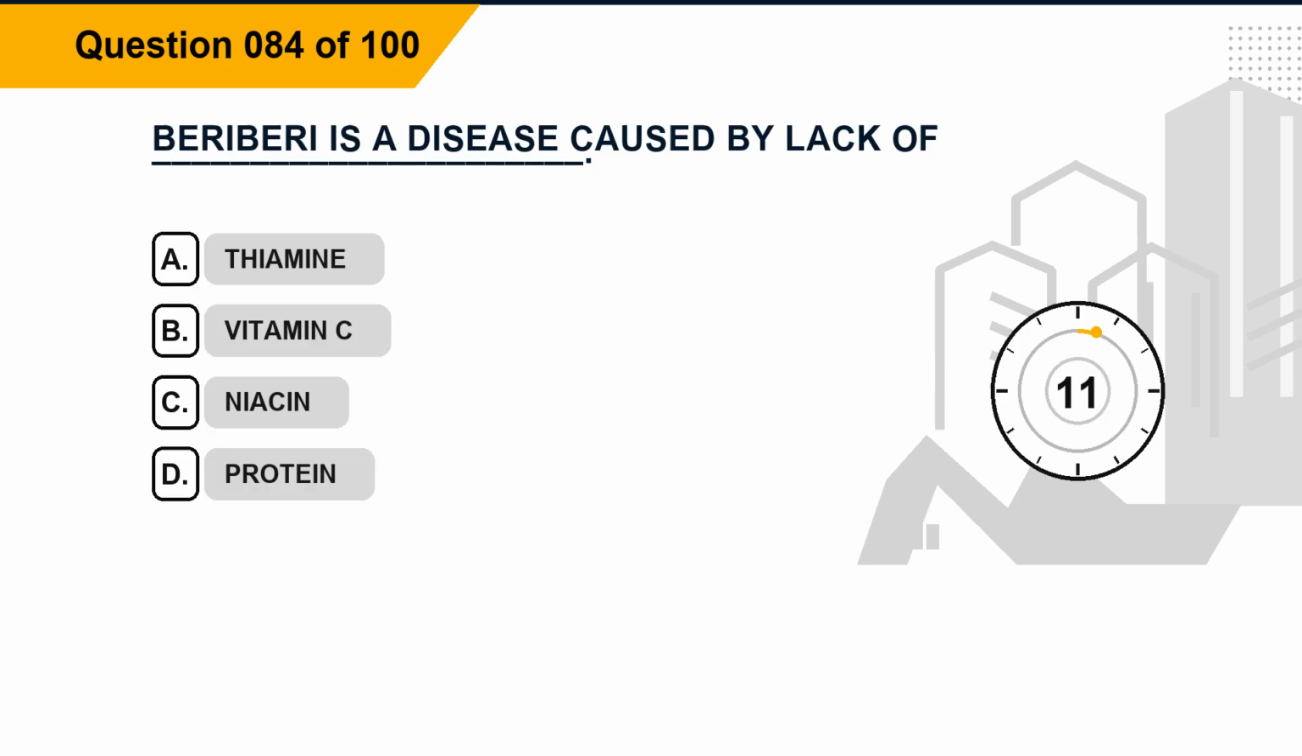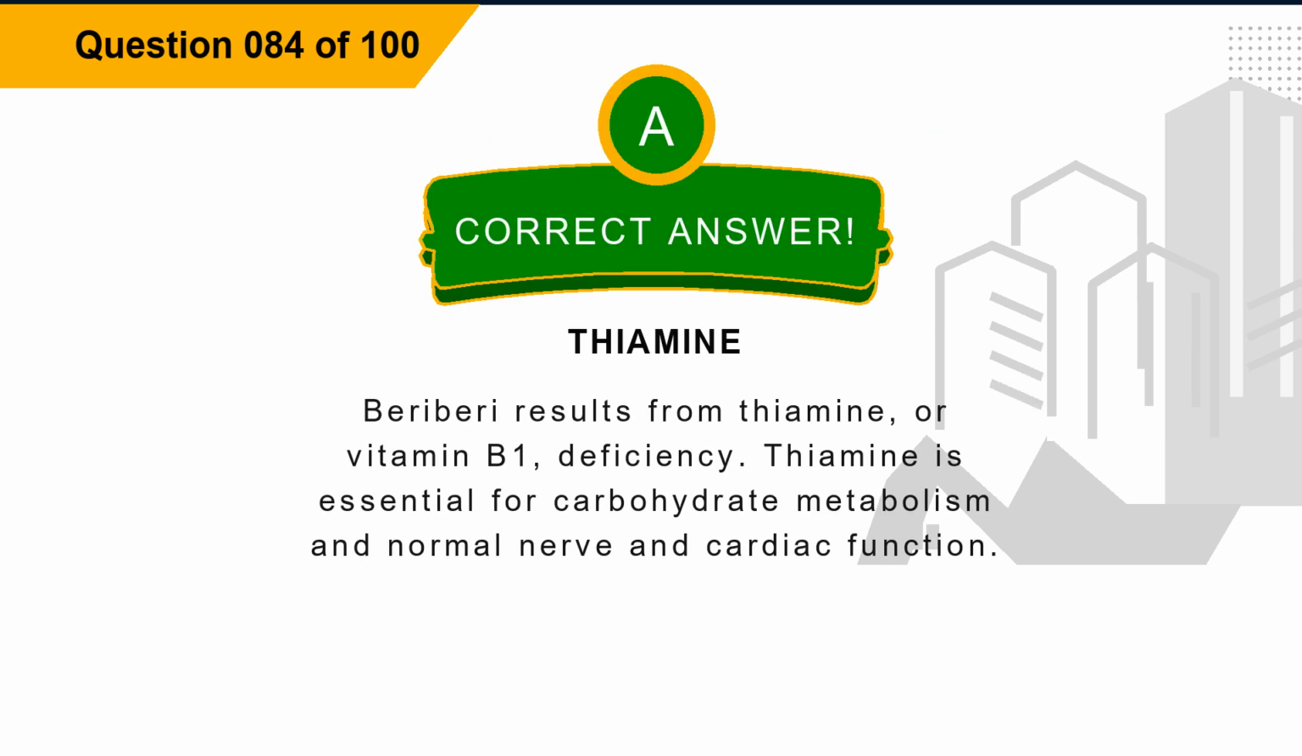Question 84. Beriberi is a disease caused by lack of blank. Option A, thiamine. Option B, vitamin C. Option C, niacin. Option D, protein. The correct answer is option A, thiamine. Explanation. Beriberi results from thiamine, or vitamin B1, deficiency. Thiamine is essential for carbohydrate metabolism and normal nerve and cardiac function.